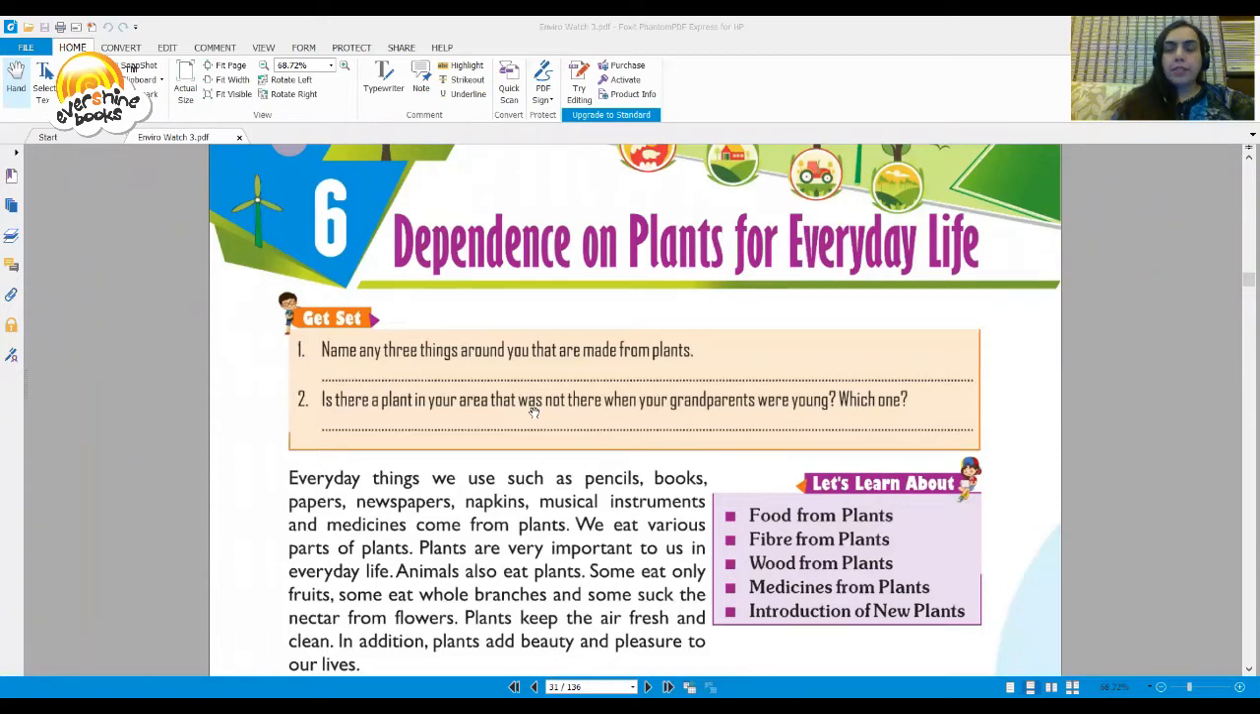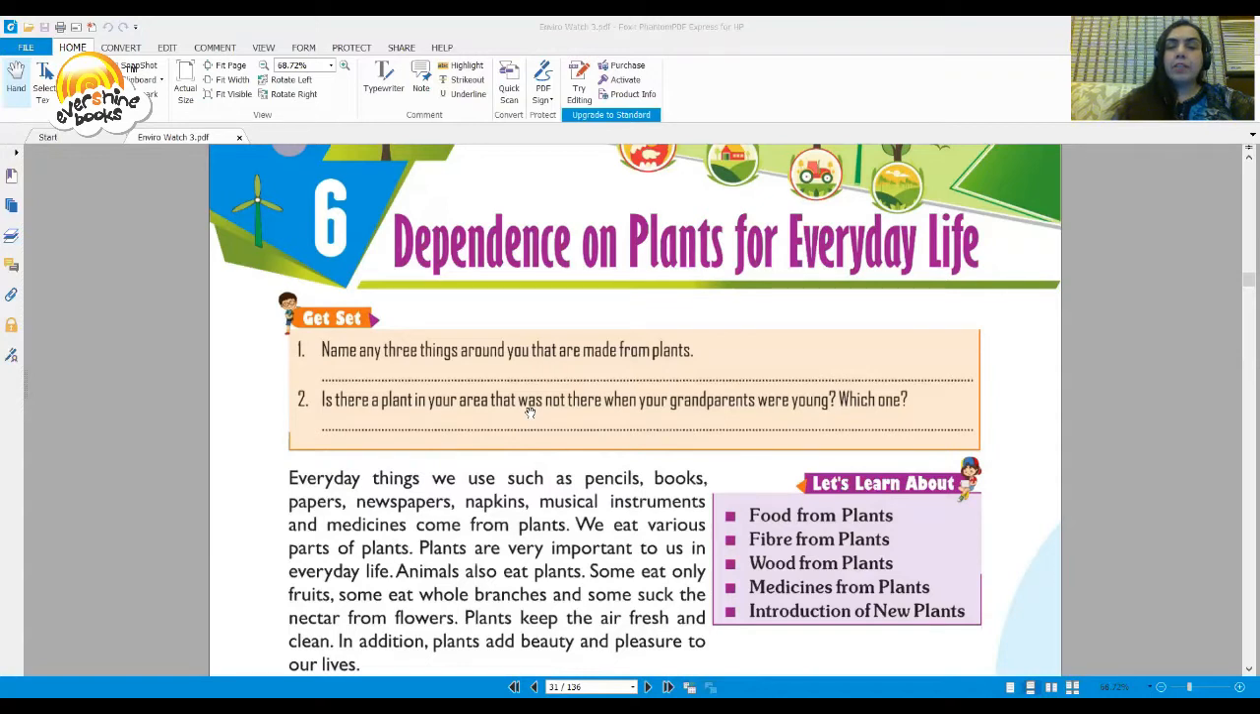Dependence on plants is basically a chapter that tells us the many ways in which we use plants in our everyday life. Can you name any three things around you that are made from plants? I'll give you an example. A flower pot is made out of a plant, or maybe you have the eraser that you use, the rubber is made out of plants. Can you name anything else?